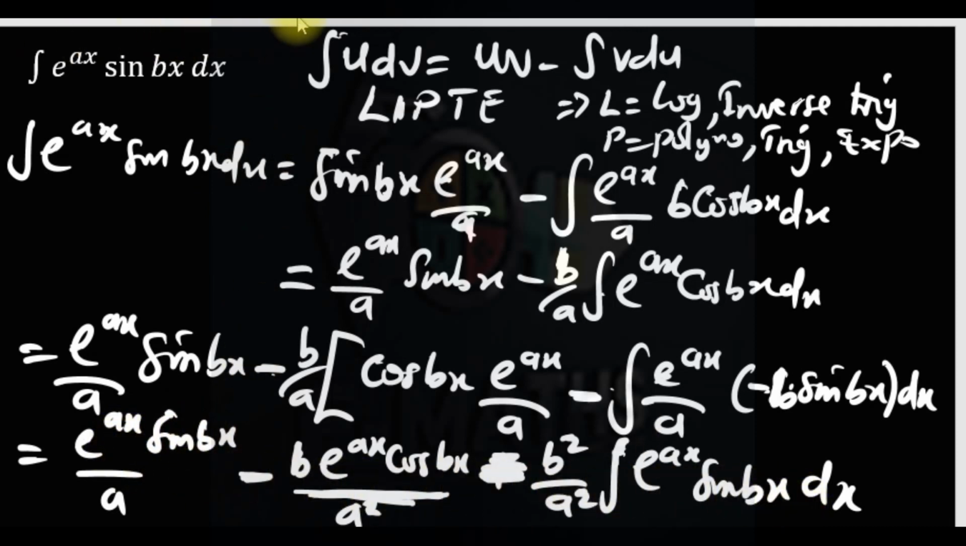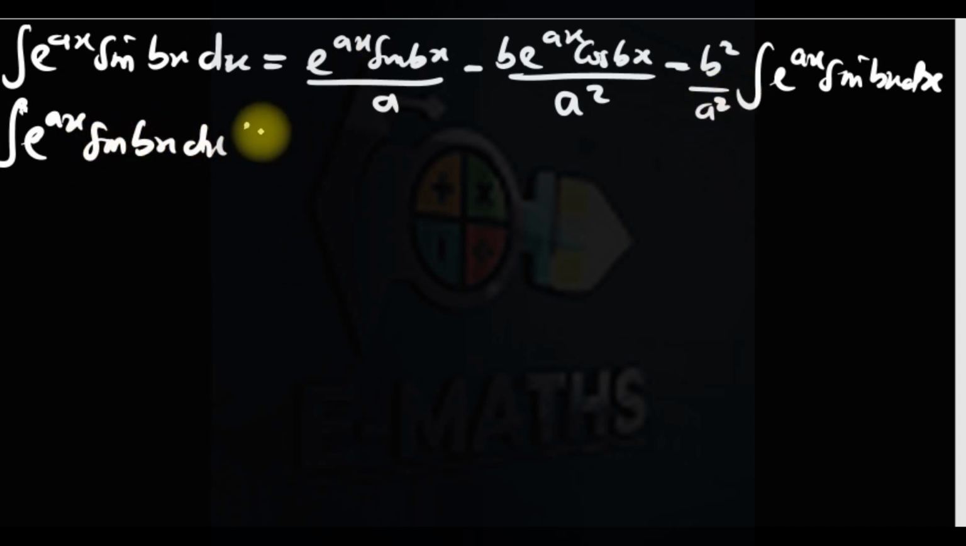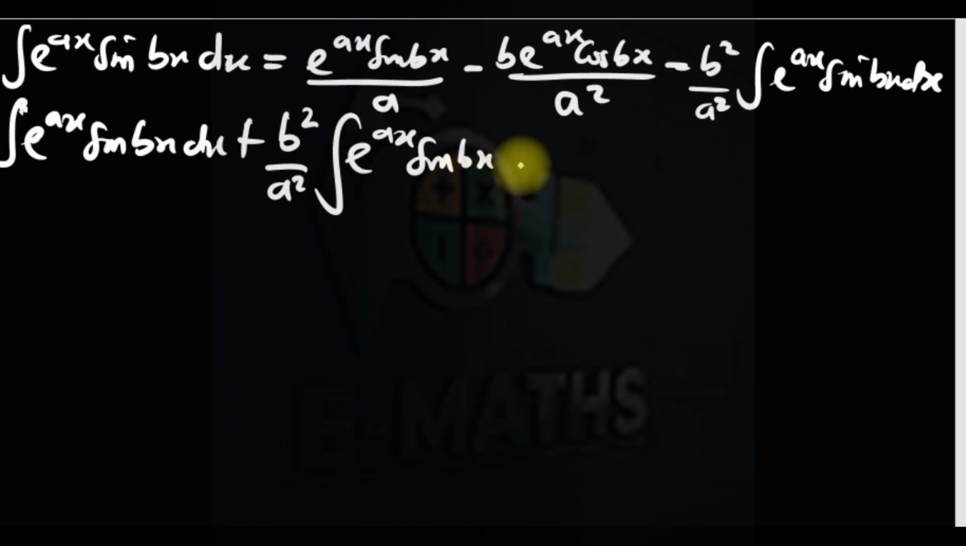So I'm saying that, okay, we now have this. So we are looking for the integral. So I make it the subject of formula because I'm saying this and this. So if I move this to the other term, I have that integral of e^(ax) sine bx dx. This one comes over to be plus b squared over a squared integral of e raised to power ax sine bx. Do you get the logic?